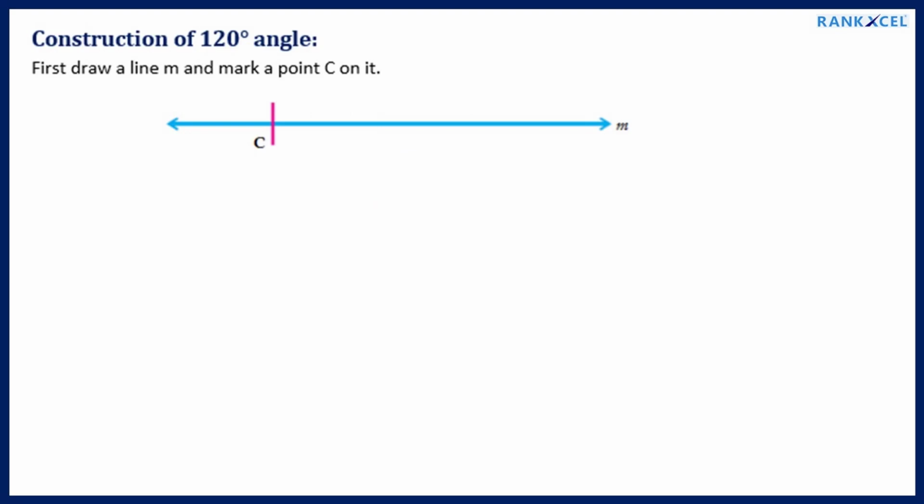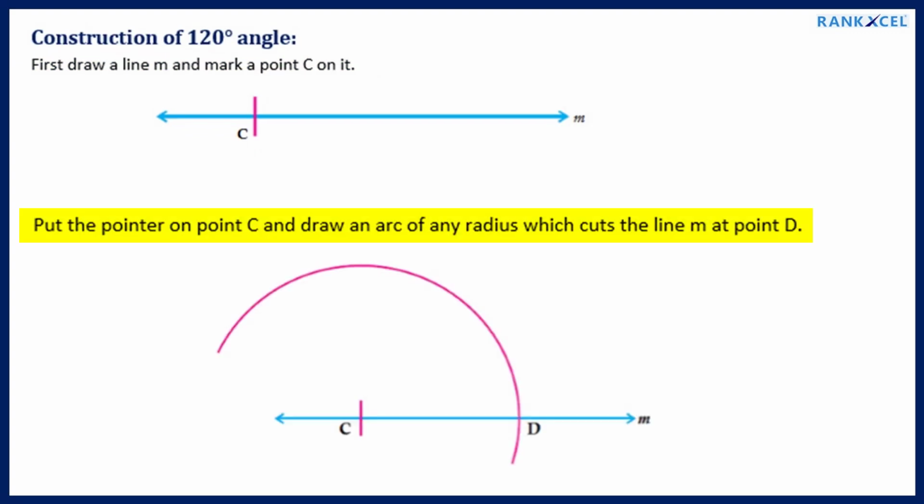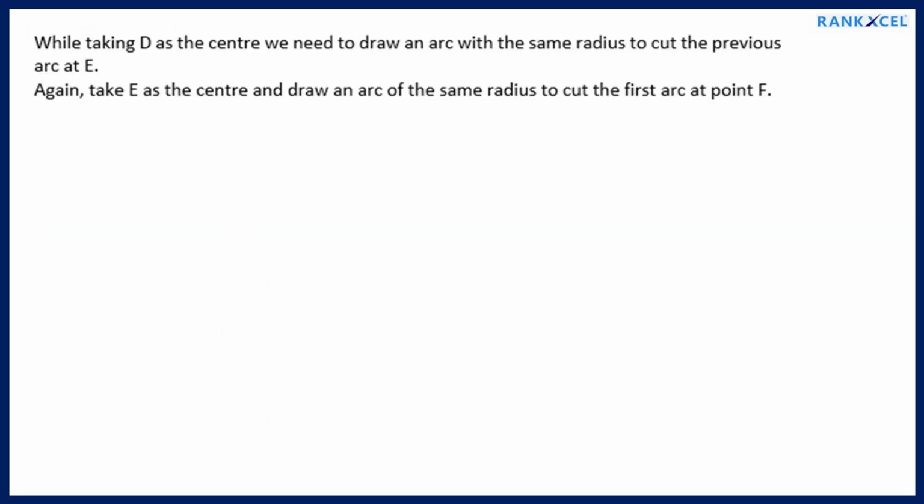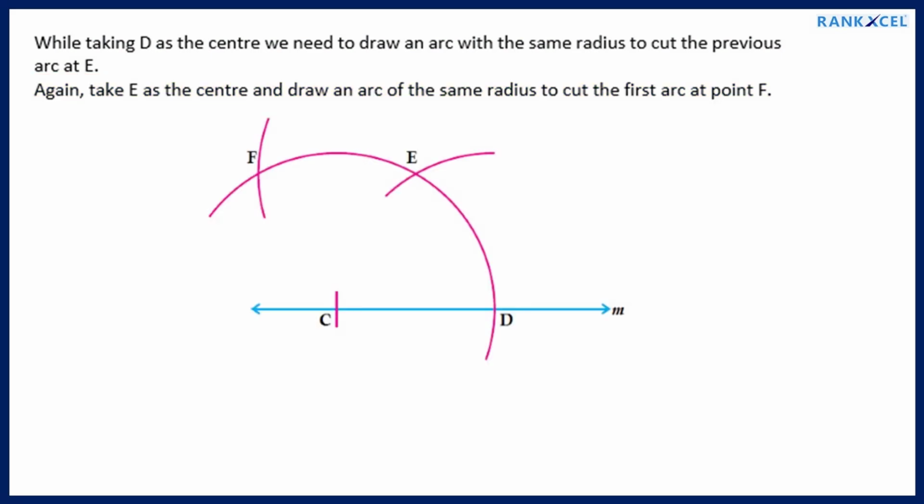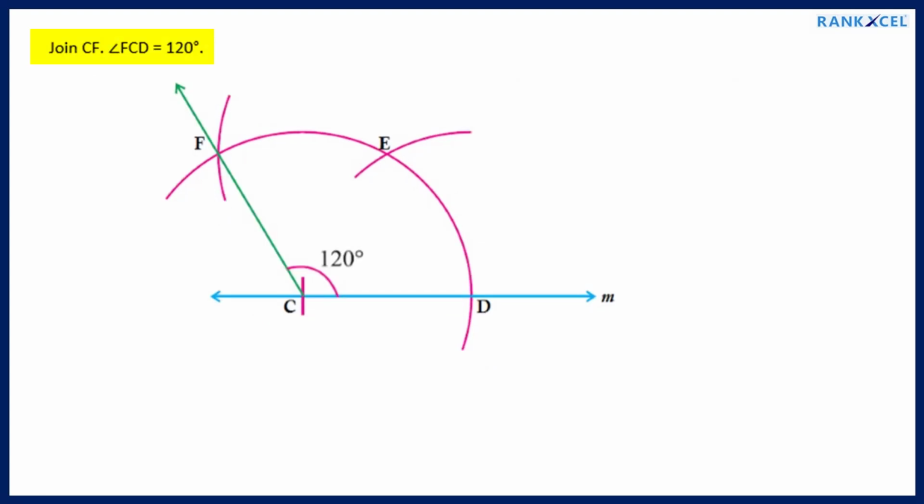Construction of a 120 degrees angle. First draw a line M and mark a point C on it. Put the pointer on point C and draw an arc of any radius which cuts the line M at point D. While taking D as the center, draw an arc with the same radius to cut the previous arc at E. Again, take E as the center and draw an arc of the same radius to cut the first arc at point F. Join CF. Angle FCD equals 120 degrees.